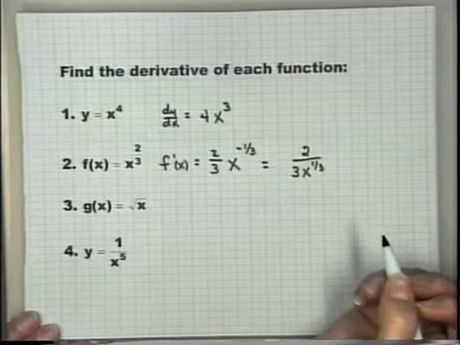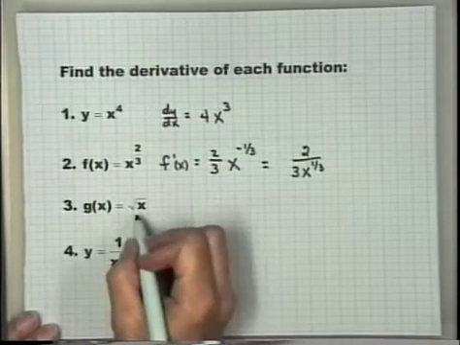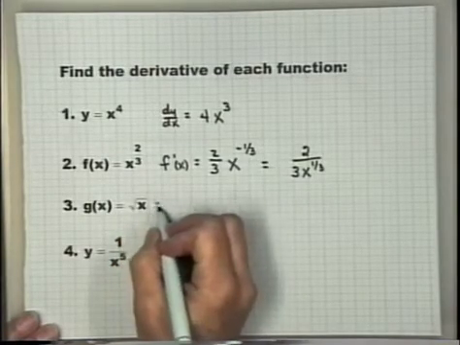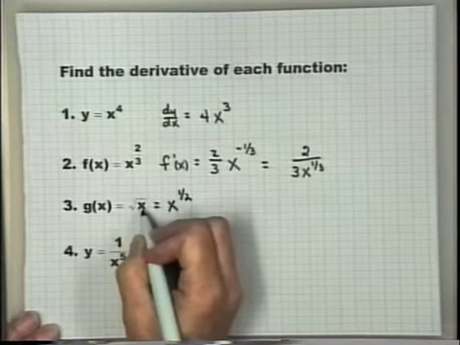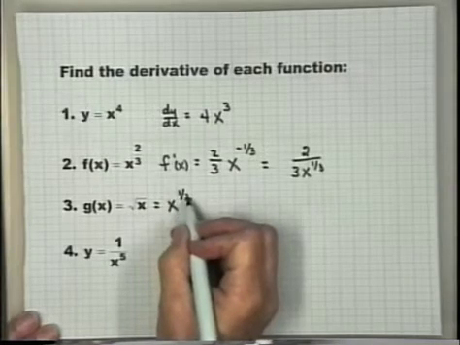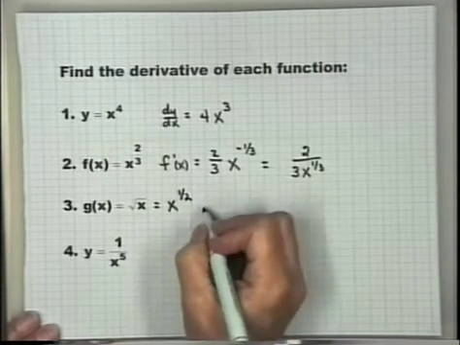G of x equals the square root of x. Well, you might say, what does that have to do with this power rule? Recall that the square root can be rewritten as a 1/2 power. The square root of x is the same thing as x to the 1/2 power. Again, we've got a rational exponent there.